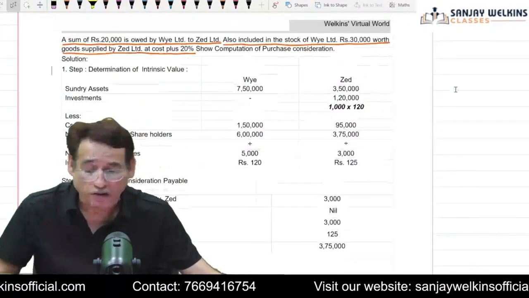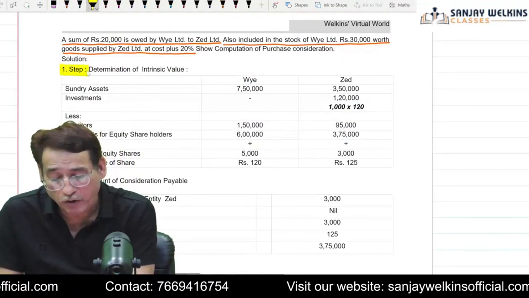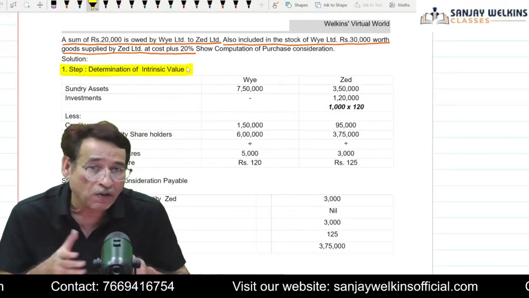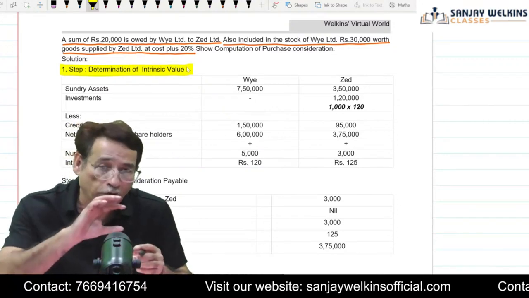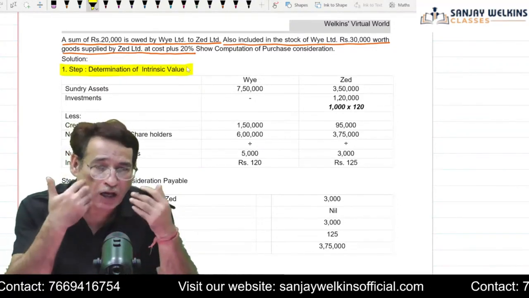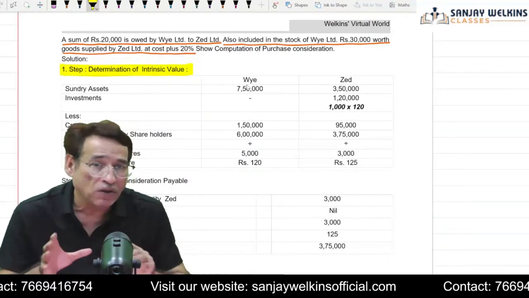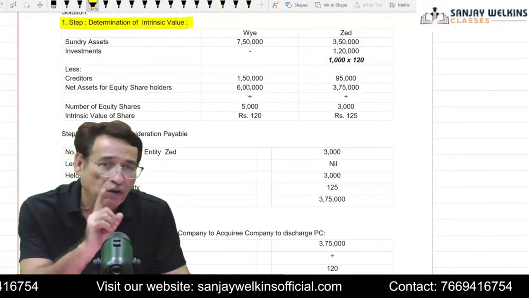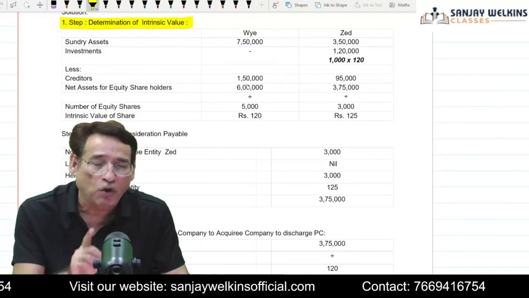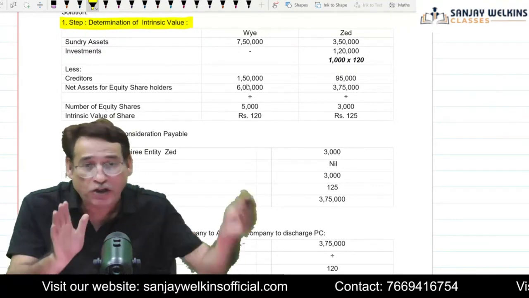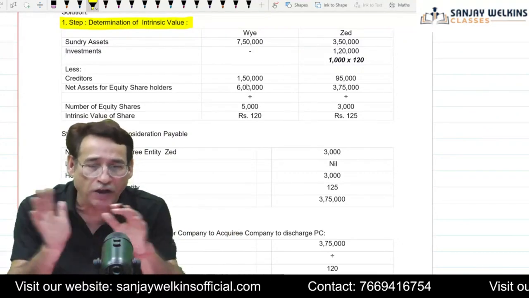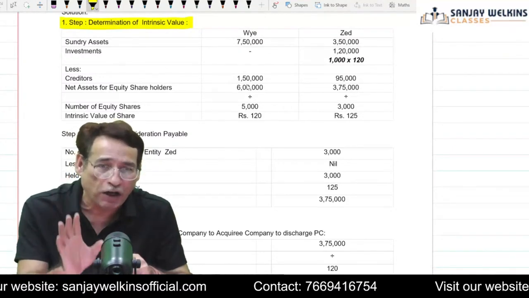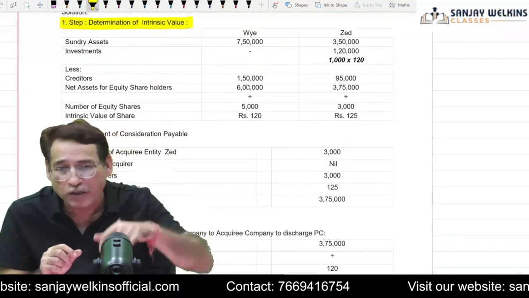But first things first, we need to determine the intrinsic value of share. Why? Because unless we have the intrinsic value of share, we wouldn't know how many shares we have to discharge. In order to compute the intrinsic value of shares, if you remember, last time I talked about this particular fact: first of all you need to compute the intrinsic value of that company in which the investment has been made. In interholding questions, first of all, you need to determine the intrinsic value of share of that company in which the investment has been made.